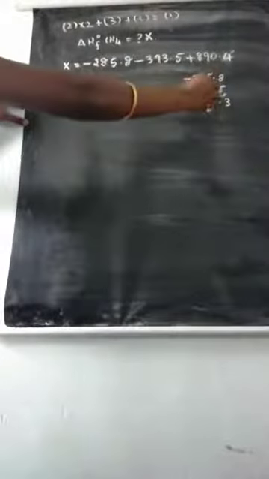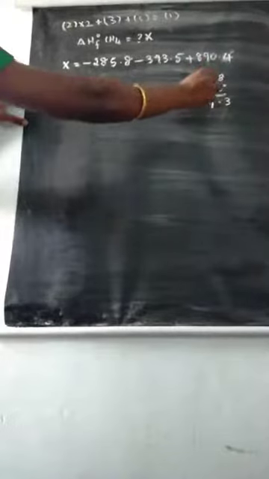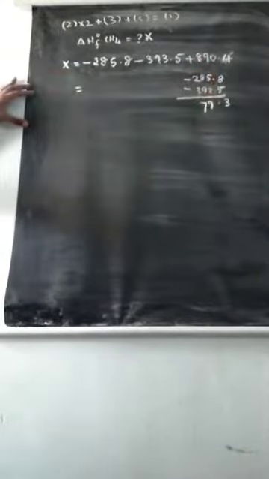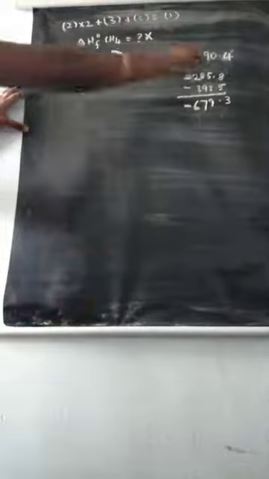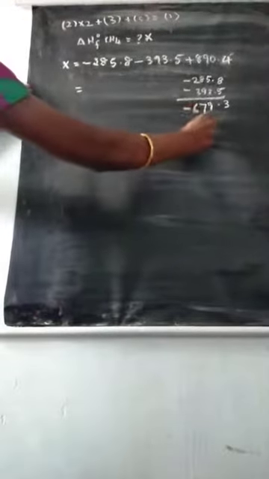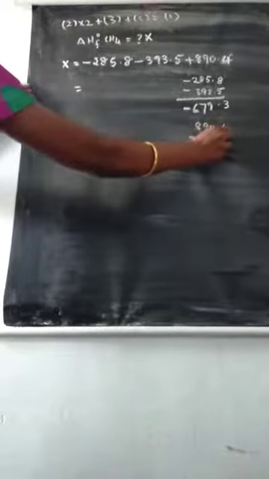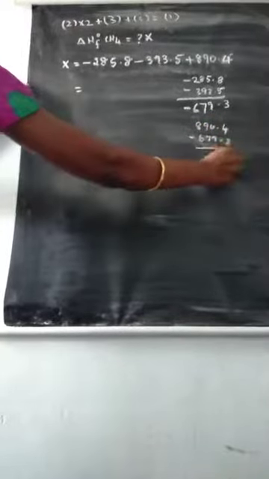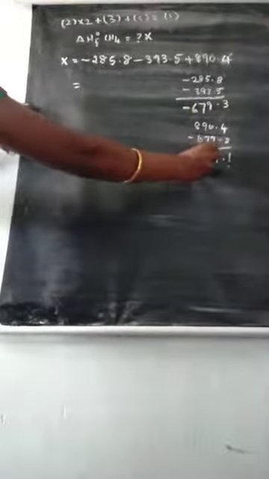3, 4, 9, 7, 6 minus 679.3. This one plus. So 890.4 minus 679.3. So tell the answer 1, 1, 1, 1.